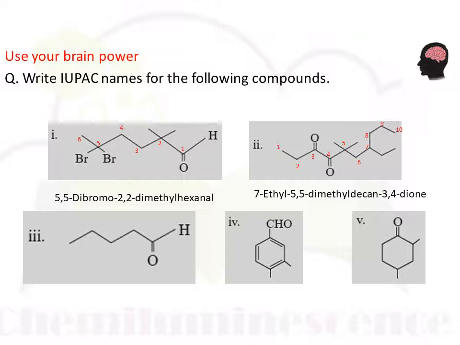Next compound, that is the third, in which an aldehyde group is present. Hence it is an aldehyde, and we know that the name of an aldehyde is given in the format that the E of the alkane is replaced by Al. There is no substituent present. We start numbering from the carbon which is the carbonyl carbon. Hence there are a total of 5 carbons in the parent chain. So it is a pentane. Replace the E of pentane by Al. Hence it is a pentanal.